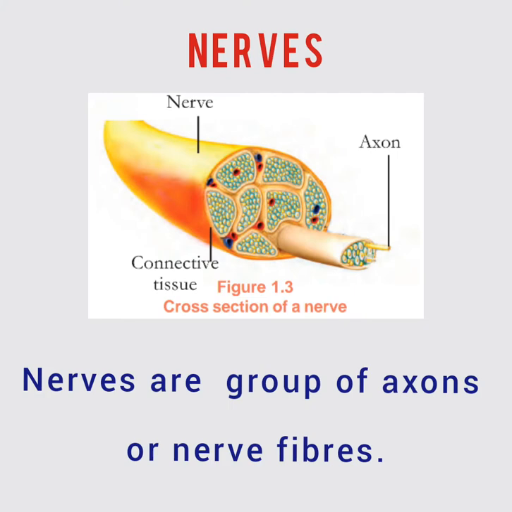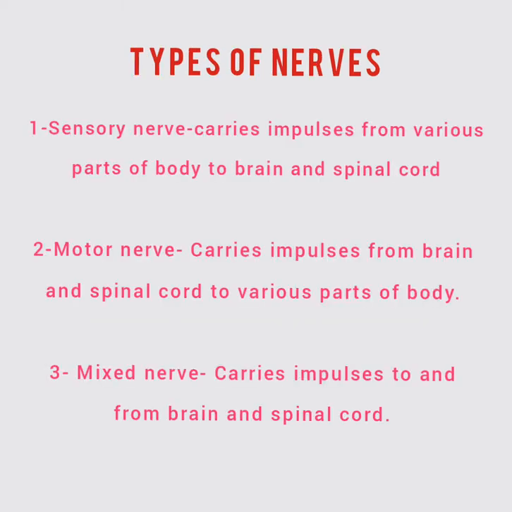Now we shall learn about nerves. Nerves are groups of axons or nerve fibers. They are covered by connective tissue. Nerves are classified into three on the basis of their functions. The first one is the sensory nerve. It carries impulses from various parts of the body to the brain and the spinal cord.